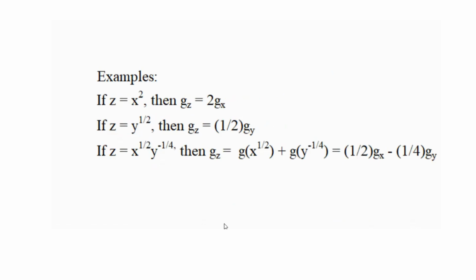In part 3, we'll have to apply 2 rules. First, we'll apply the growth rate of products. The growth rate of z is going to be the growth rate of x to the power 1/2 plus the growth rate of y to the power minus 1/4, because z is a product of x to the power 1/2 and y to the power minus 1/4. Then we'll apply the growth rate of powers to both x to the power 1/2 and y to the power minus 1/4. So this will become 1/2 growth rate of x minus 1/4 growth rate of y. So this is how we can find the growth rate of ratios, products, and powers.